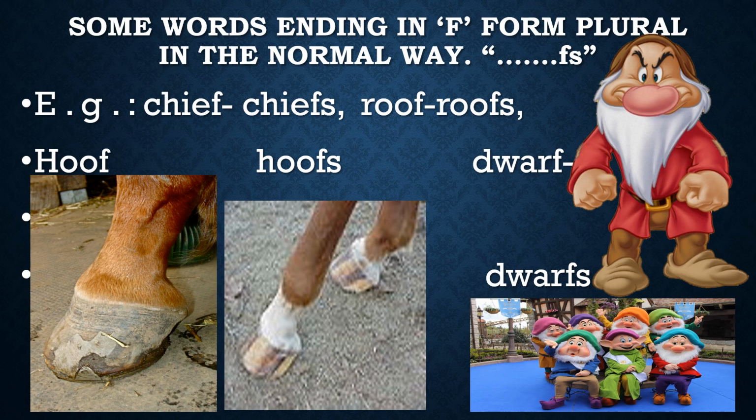Exceptions: some words ending in f form plural in the normal way. Normal way means we add only s to form plural. Okay. Examples: proof, proofs; chief, chiefs; roof, roofs; hoof, hoofs.